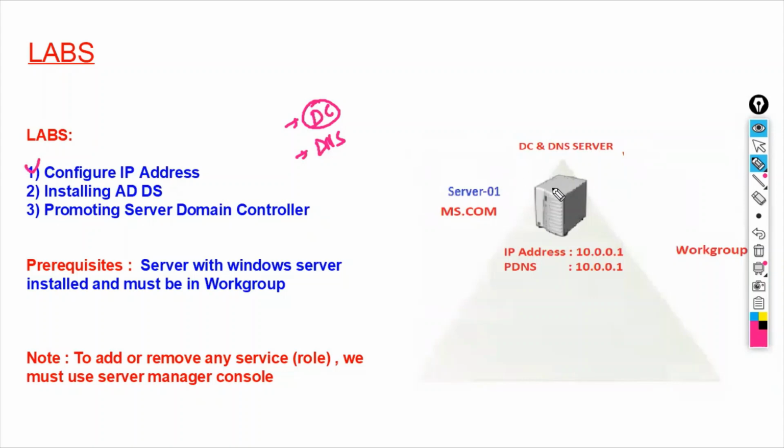We have already created one virtual machine. On that virtual machine, we have installed the Windows Server 2022 operating system, and we have given the name server 01 to that server. On that server, we will configure the IP address 10.0.0.1. And as we have discussed, when you configure the domain controller, DNS service gets installed. So the preferred DNS will be 10.0.0.1, same as the IP address.